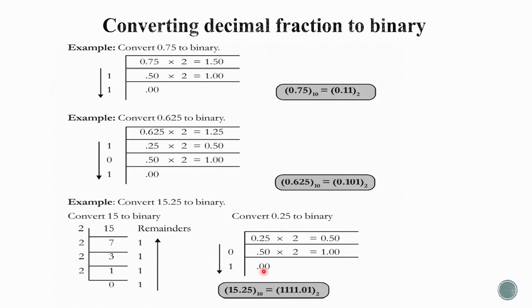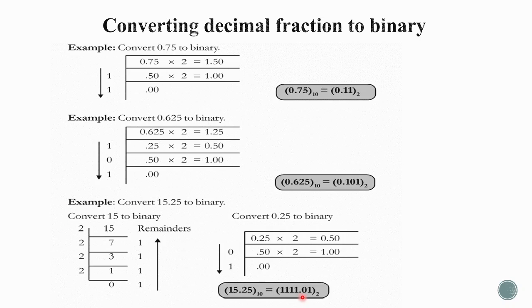When the fractional part reaches 0, we can end the conversion, because 0.00 into 2 is again 0, so nothing new happens. So this is the end. Then combine both answers. For 15.25, in place of 15 we can write 1111, 1111 point, and in place of 0.25 we can write 0.01.